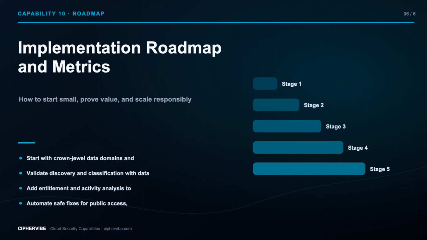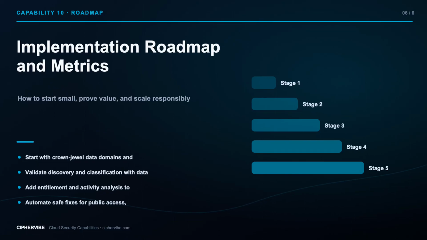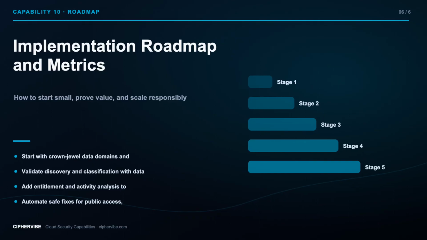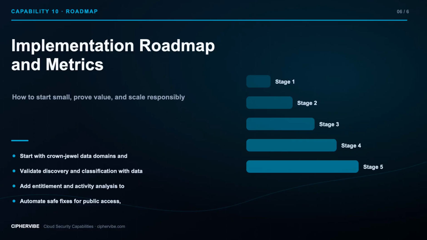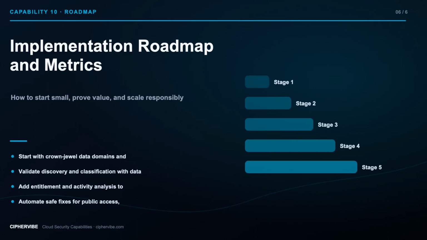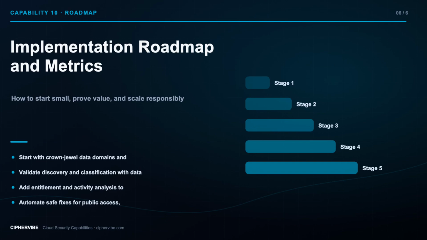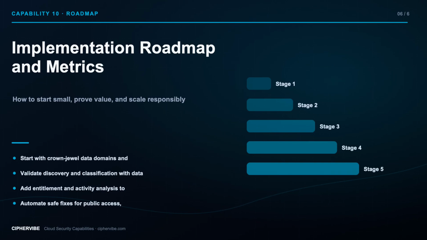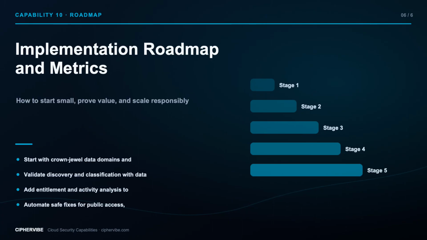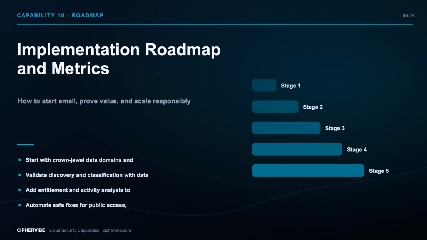Fourth, automate safe fixes for public access, stale sharing, and retention violations with approvals. Fifth, integrate DSPM evidence into incident response, privacy operations, architecture, and executive risk reporting. The roadmap is incremental because a focused production scope lets teams validate evidence, ownership, workflow, and control safety before scaling.